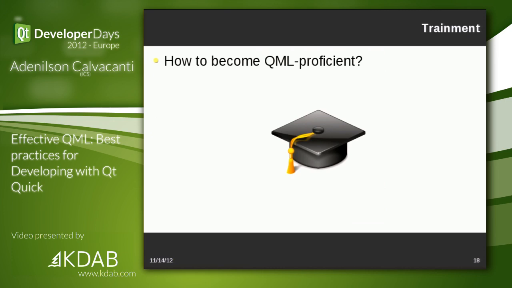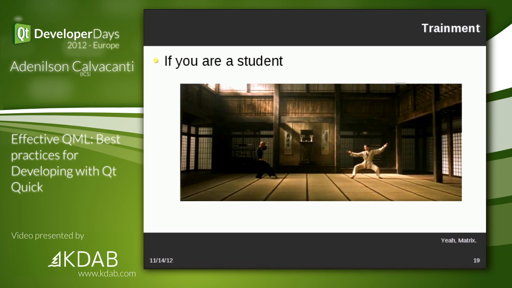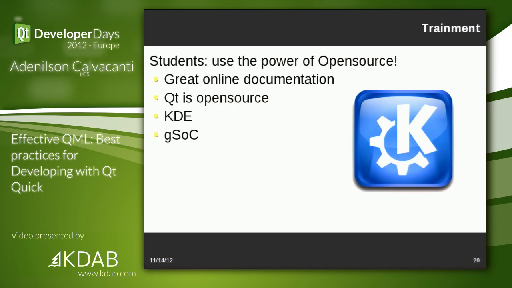All right, so you decide to go with QML, but you don't know QML. How can you become QML proficient? If you are a student, it's really easy in my view. Well, first, use the power of open source. QML and Qt have great online documentation made available for free. Qt itself is open source. And finally, there is a wonderful community with a wonderful project called KDE, which is a whole desktop. It's a whole environment built on top of Qt.